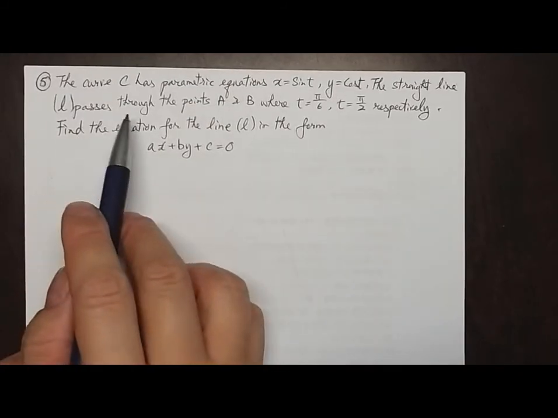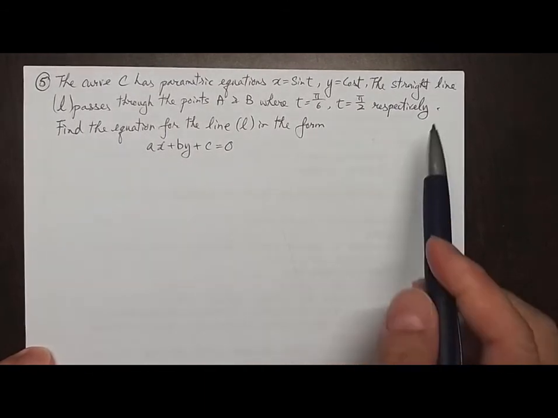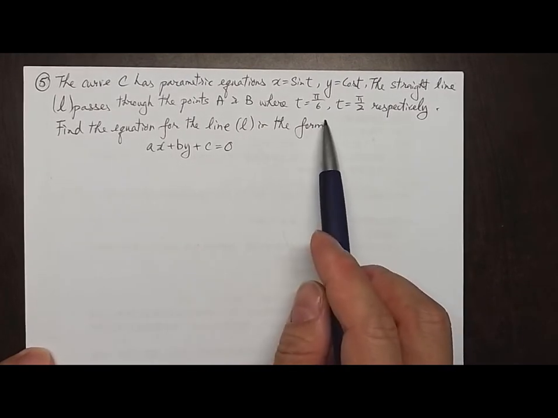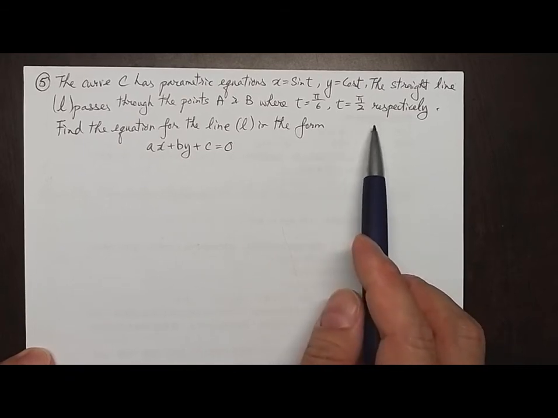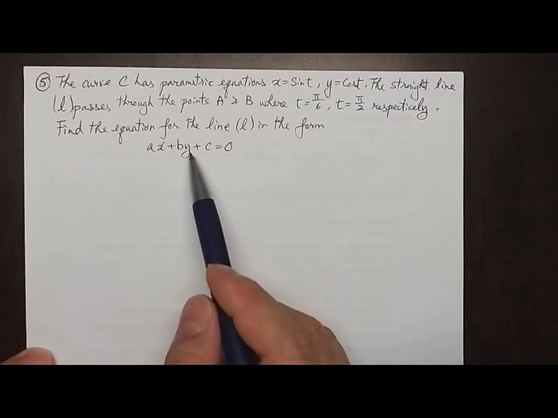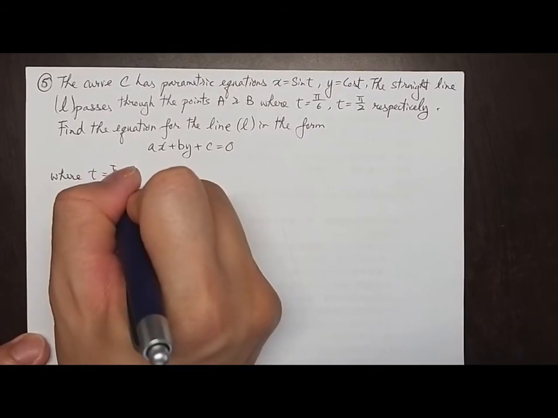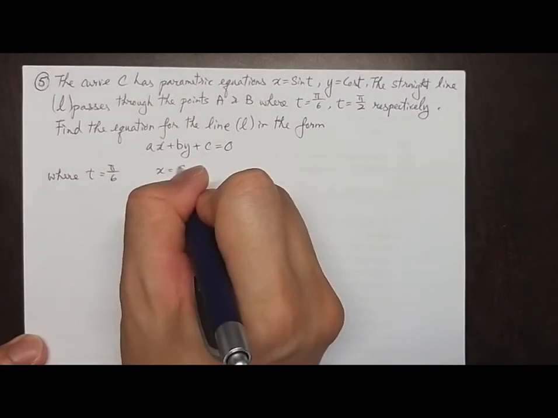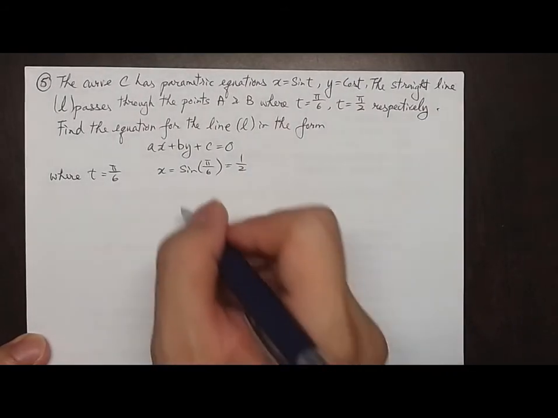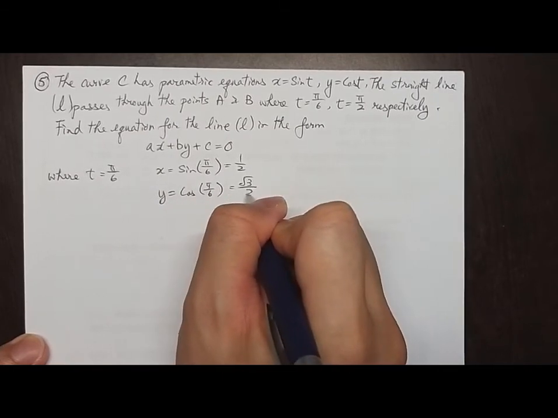Question number 5. The curve C has parametric equations x equal to sine t and y equal to cosine t. The straight line L passes through the points A and B, where t equals pi over 6 and t equals pi over 2 respectively. Find the equation for the line L in the form ax plus by plus c equal to 0. Where t equal to pi over 6, x is equal to sine pi over 6, so it's equal to half, and y is equal to cosine pi over 6, which is equal to square root 3 over 2.